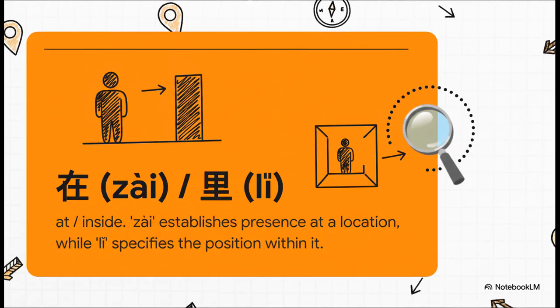And here are our crucial location words. First up, we have 在. This is our verb. You can think of it like to be at or to exist in a place. It's what establishes the presence of our subject at a location. Then we have 里. Now this is a position word. It specifies where within that location the subject is. In this case, inside. Really understanding the different jobs these two words do is absolutely fundamental.